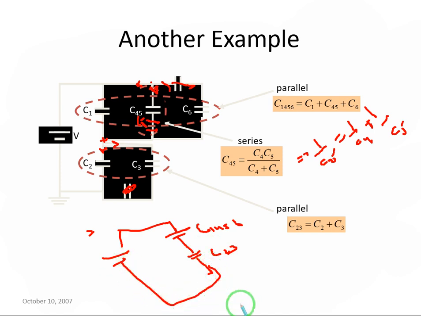So this is your final circuit, and just simply now again it's going to be in a series, use the formula of a series, and that's your final result.